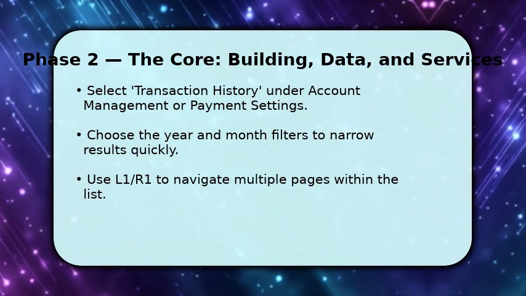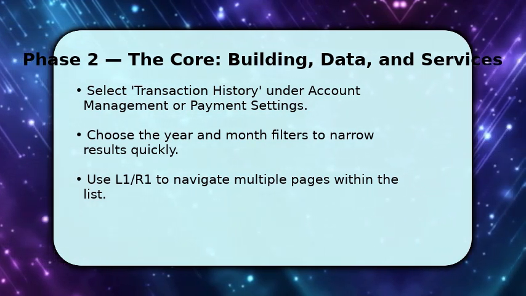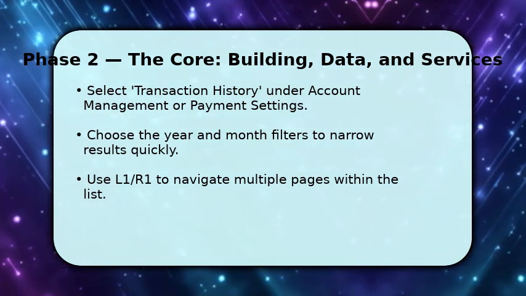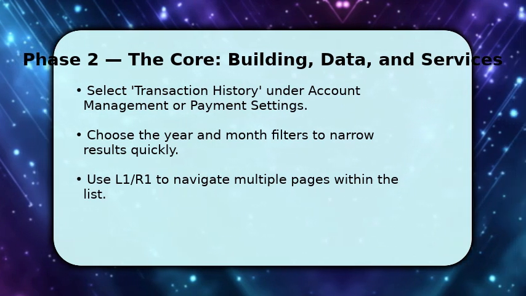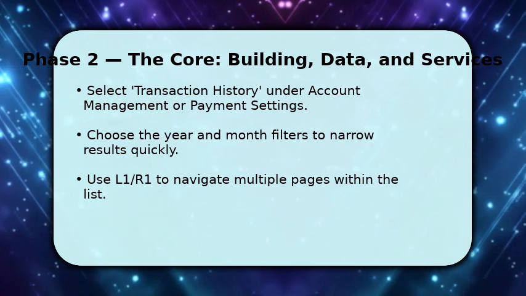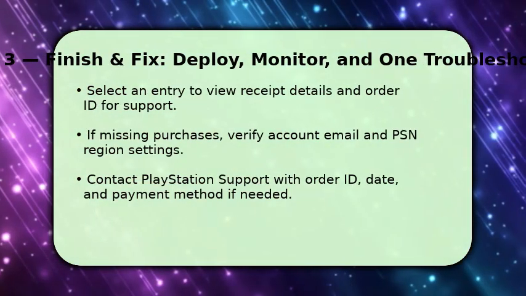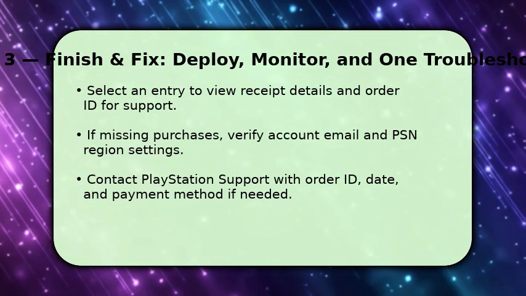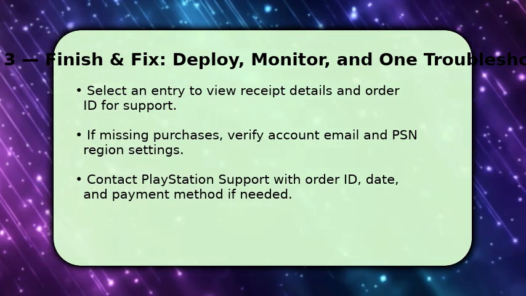Make sure to change the account currency or region if items look missing. Use L1 and R1 to flip pages, and pause on any entry to see details like date. Finally, select any transaction to open its full receipt. This shows the order ID, amount, and payment method which you'll need for refunds or disputes.